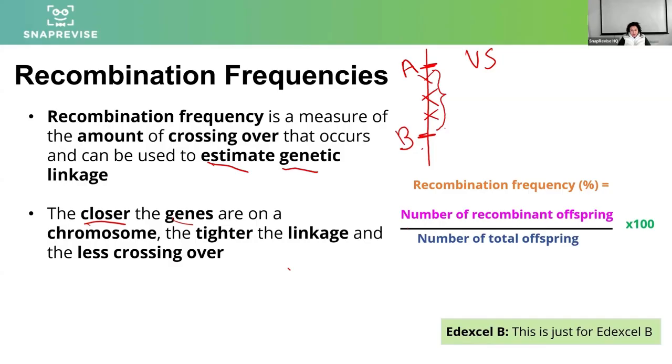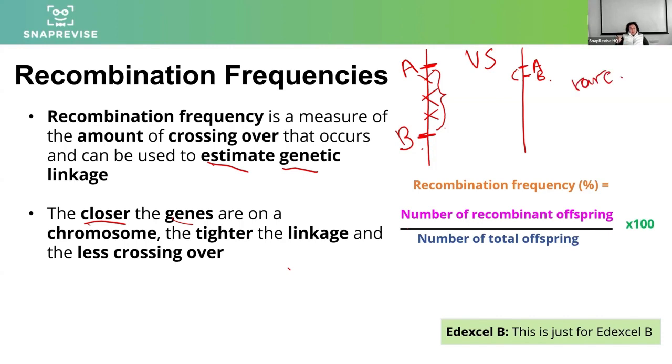If, however, those genes were closer to each other, let's say here, they're really close, then there's a much shorter distance over which the recombination event can take place, so it's going to be more rare.